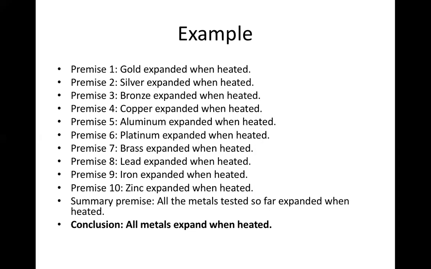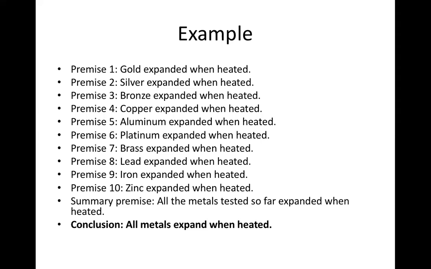Now, can you notice a gap between the premises and the conclusion? The gap is that the premises are all particular statements, and the conclusion is a general statement. So what it means is that we are reaching a general conclusion from particular premises. The problem with that is that there is information that is missing in all the particular premises, and that information is in the conclusion. So what information is that? The information is all metals. So the information is about all the members of a class.